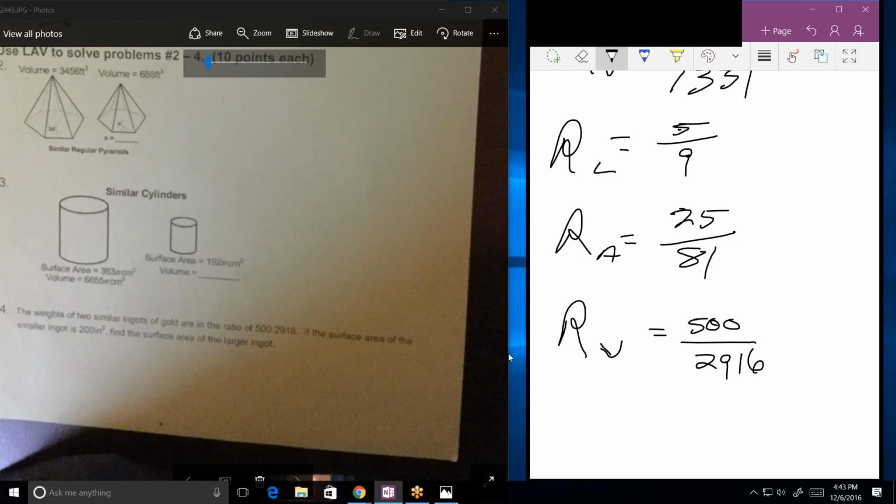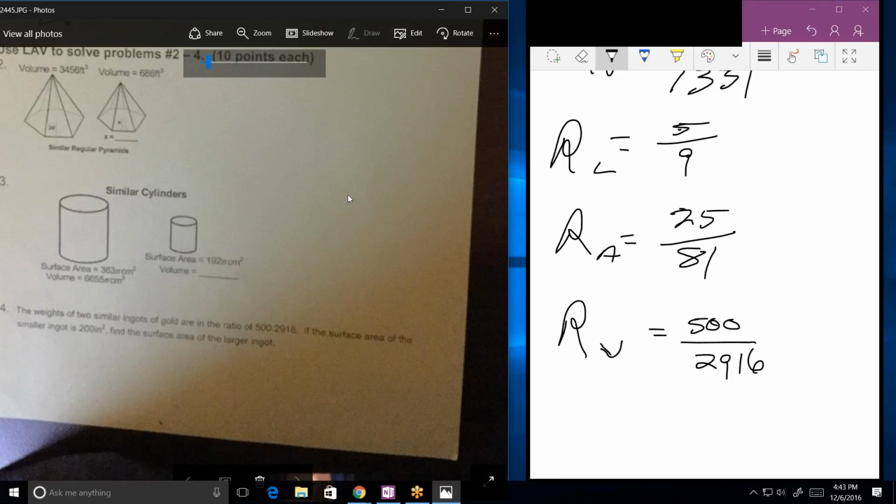Oh, hold on a second here. What happened? Oh, I'm on the wrong problem. Oh no, yeah, we're on number 4. Sorry, I forgot where I was at for a moment. We are solving for area, right? They want the surface area of the larger ingot. So what? Well, I'm finding a better volume ratio by just cubing 5/9. They gave us the volume ratio already.